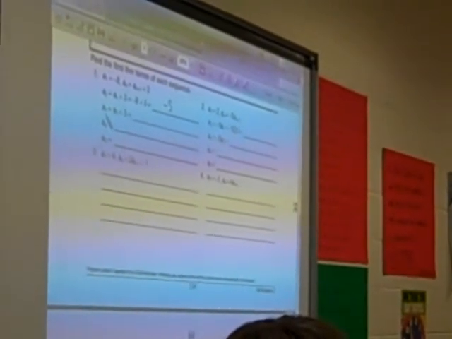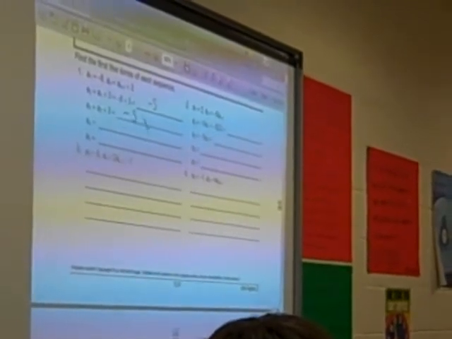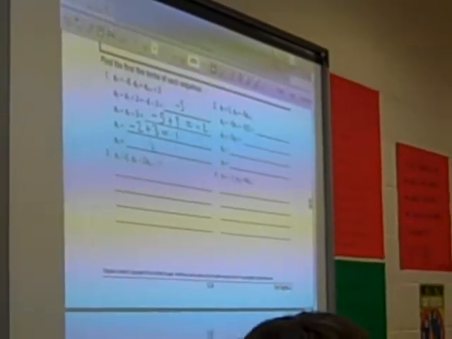All right, to find the third term, it's the previous term plus 3. So what is negative 5 plus 3? Negative 2. The fourth term, the previous term plus 3. So that's negative 2 plus 3 is? 1. Positive 1. The fifth term, the previous term plus 3. So that's 1 plus 3 equals 4. This is easy. Okay? Pretty basic arithmetic. Okay? Let's take a look at number 2.